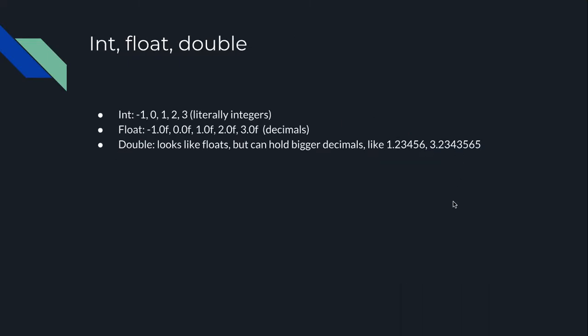So I just wanted to go over the different ways in which we represent numbers. So we have integers, floats, and doubles. Integers are literally just whole numbers with negative numbers included. Floating point numbers are decimal numbers, such as -1.0, 0.0, except we have to denote it with an f at the end. If we don't put the f at the end, then it'll consider it to be a double. So doubles are like floats, but they hold bigger decimal numbers, and you don't need to put an f at the end of 3.0, for example.